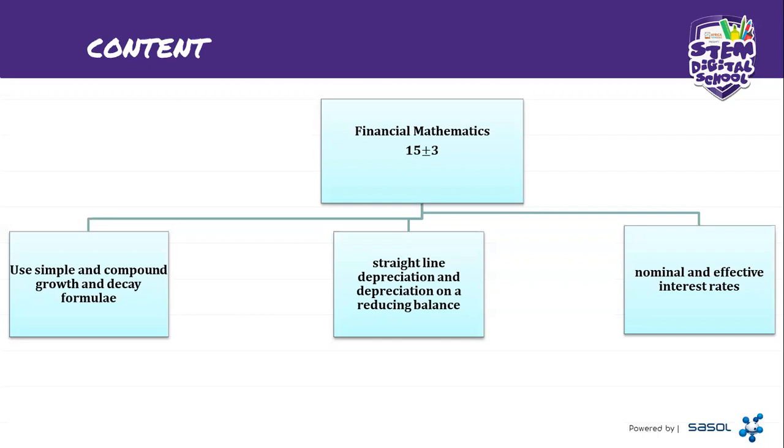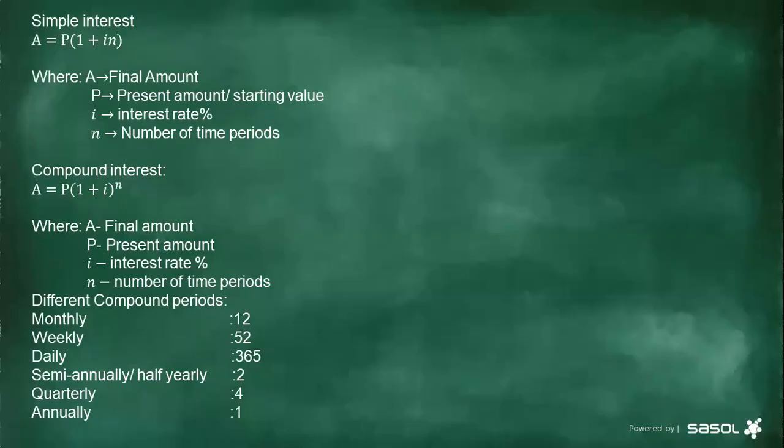All right, let's start and see what we are going to have. We'll start with the simple interest formula. As we know, simple interest is A equals P into 1 plus i n, where A is the final amount and P is the present amount or the starting value. i is the interest rate, and n is the number of time periods.